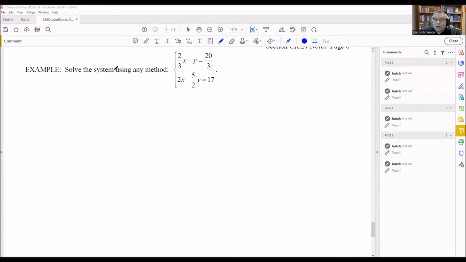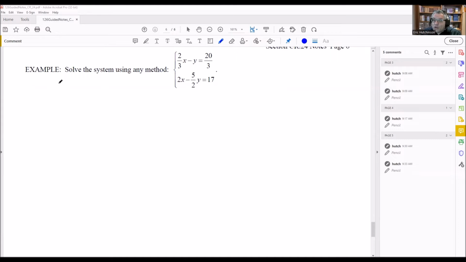All right, now this problem we want to solve using any method, but we notice that we got some fractions here. So before we do any kind of substitution or elimination method, it's actually better with this problem if we first clear out the fractions. So that's what we're going to do here.